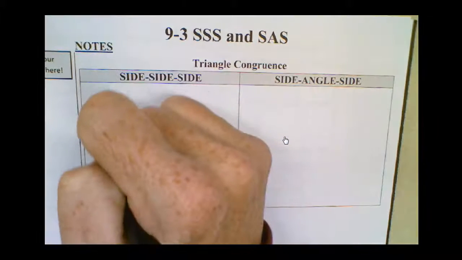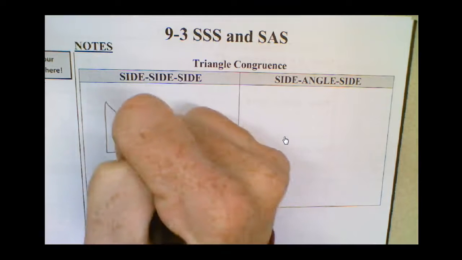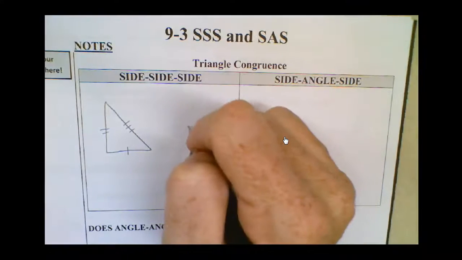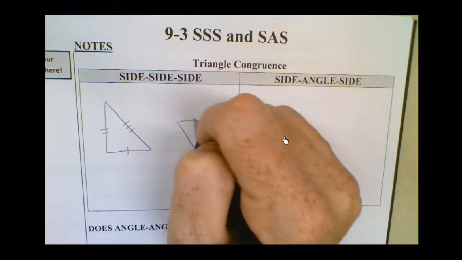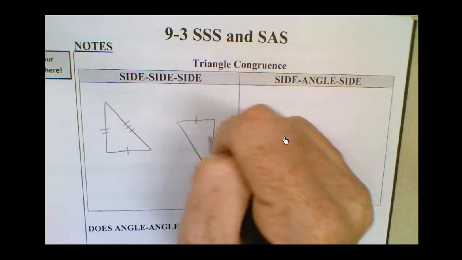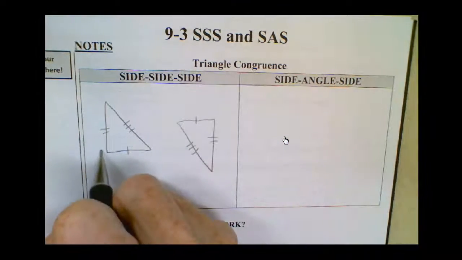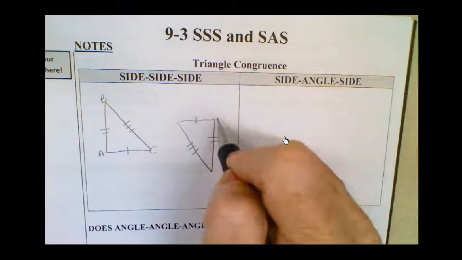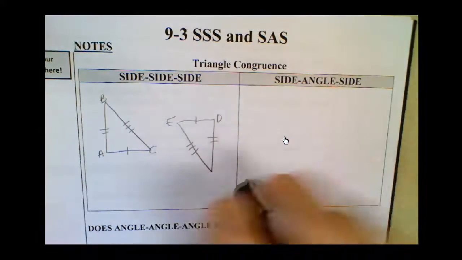So I'll give you an example of two triangles that are side, side, side. So there's triangle 1 and triangle 2. Okay, and so let's label this triangle A, B, C, and this one can be D, E, F. Oops, I did that wrong.